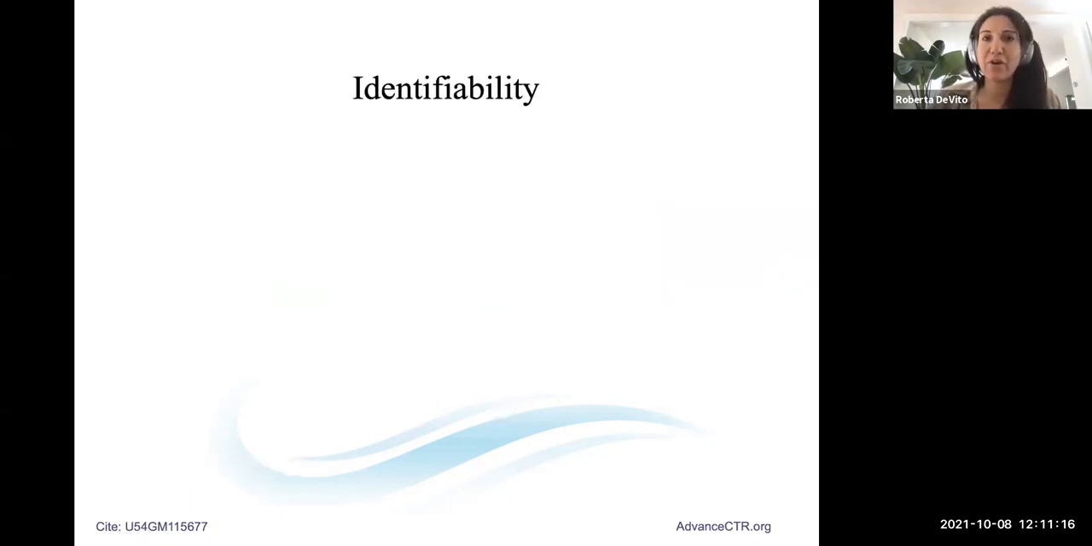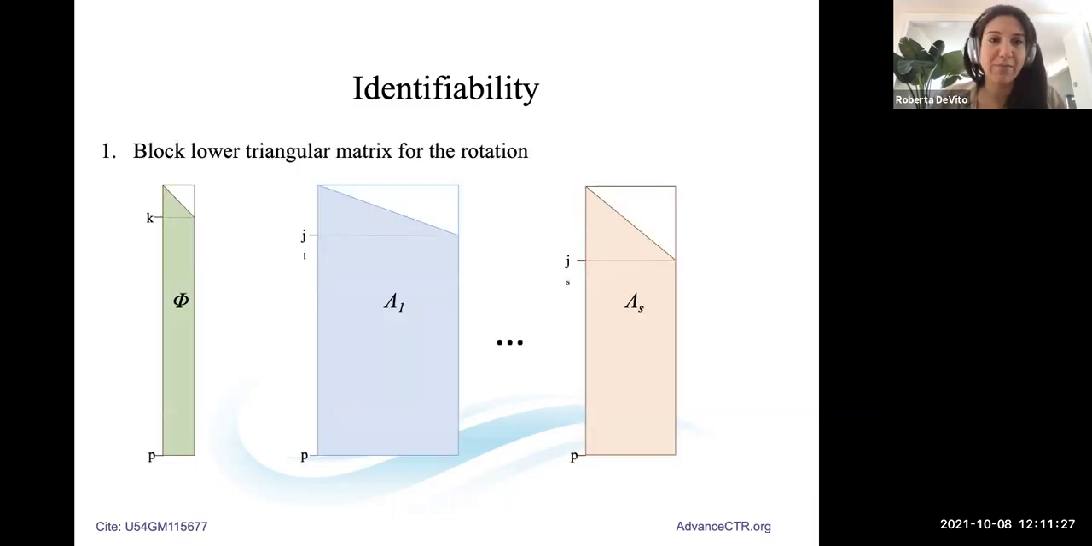So as in factor analysis, the multi-study factor analysis also has some identifiability issues that we will solve in 2 different ways. First of all, we will apply this block lower triangular matrix for the rotation. Again, here what we have is this white triangle that I do not estimate, but I impose at 0. And this is for the common and for all the study-specific factor loading matrices that I have in my model. So it depends on how many studies I have.